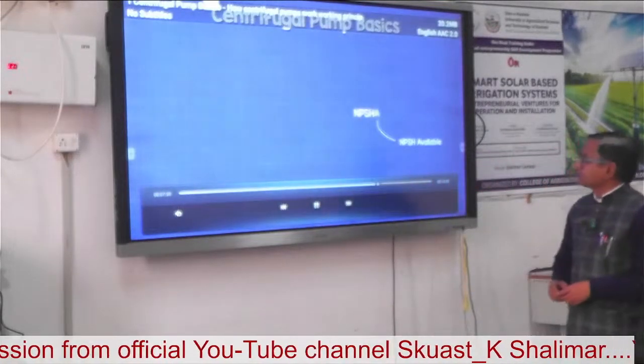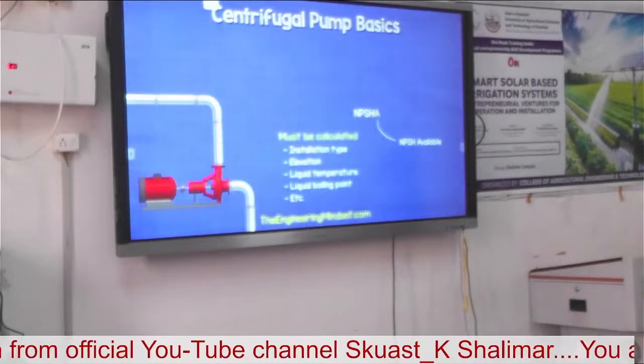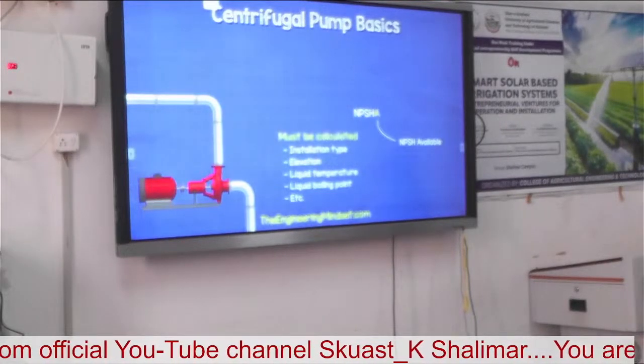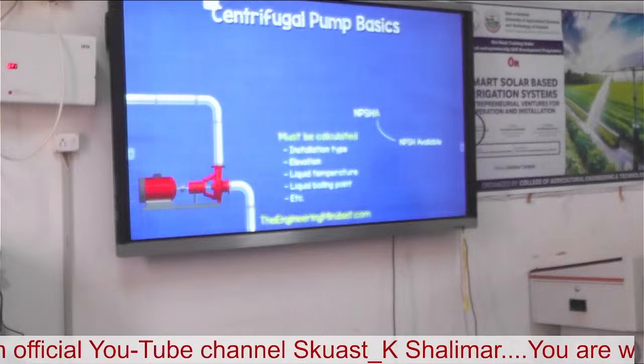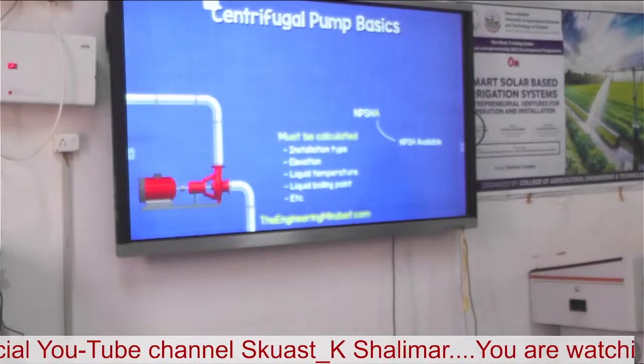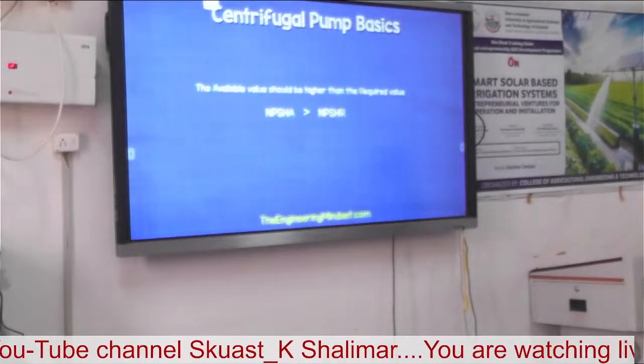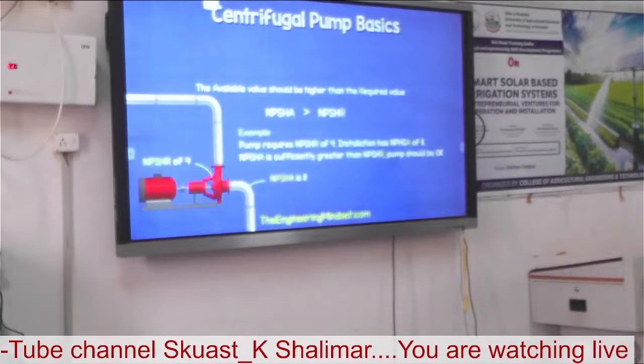The other letter was the A, and this is the NPSH available. This depends on the installation of the pump and needs to be calculated. It considers things such as installation type, elevation, liquid temperature, liquid boiling point, etc. The available pressure should always be higher than the required value. So this is the important term.